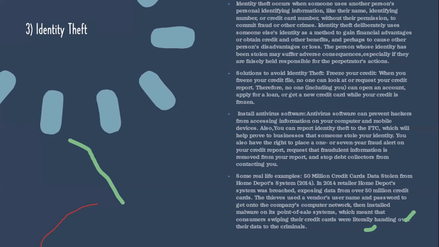Some real-life examples. For example, 50 million credit cards data stolen from Home Depot system in 2014. In 2014, retailer Home Depot system was breached, exposing data from over 50 million credit cards. The thieves used a vendor's username and password to get into the company's computer network, then installed malware on its point-of-sale system, which meant that consumers swiping their credit cards were literally handing out their data to the criminals.